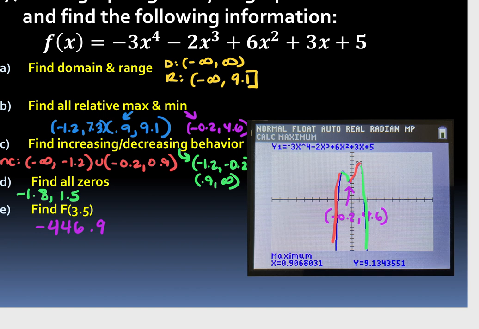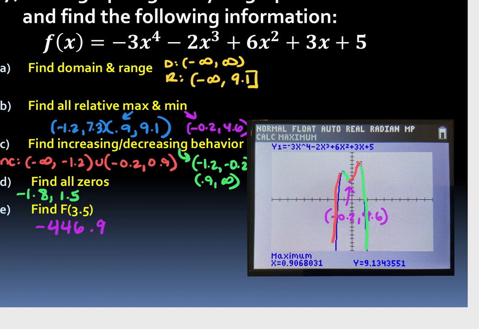And then from there, our domain is negative infinity to positive infinity, but the range, that maximum y is 9.1. So from negative infinity to 9.1 with a bracket on the 9.1. And then the minimum is negative 0.2 and 4.6.